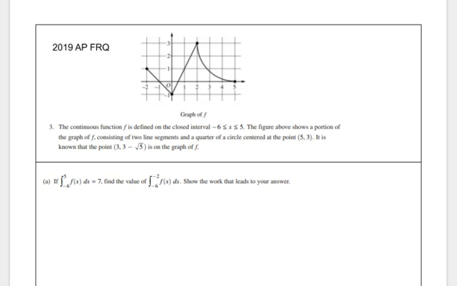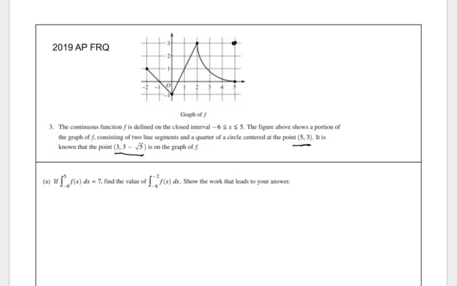This graph that we are shown is made of two line segments and a quarter of a circle that's centered at 5, 3. So the center of the circle is right here. And it is known that the point 3, 3 minus root 5 is on the graph of f.